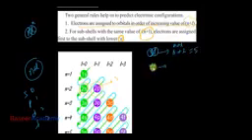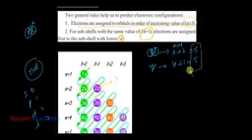Let us do the same thing for this also. The n value is 4 here. L value for P is 1. So 4 plus 1 is 5. Both of them in this case have the same n plus L value.